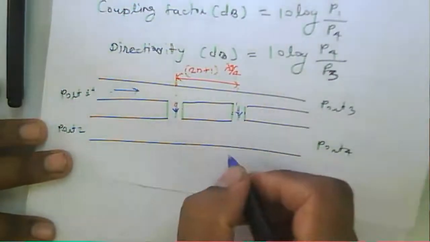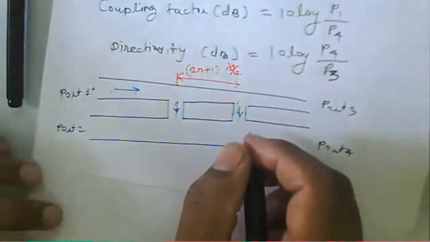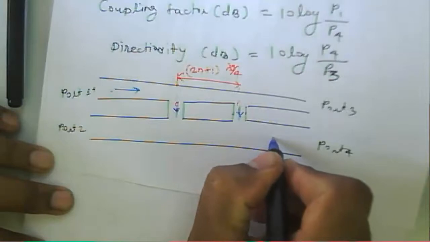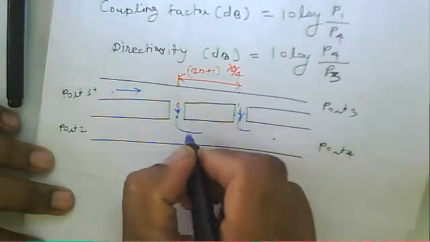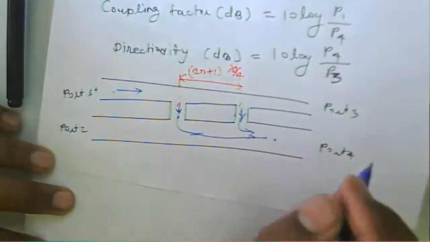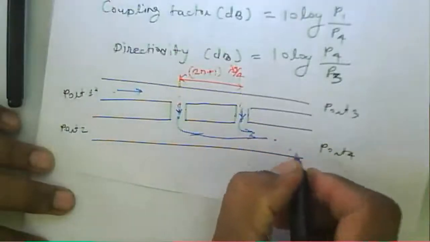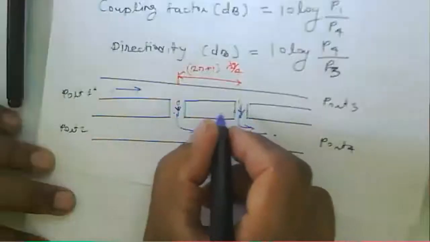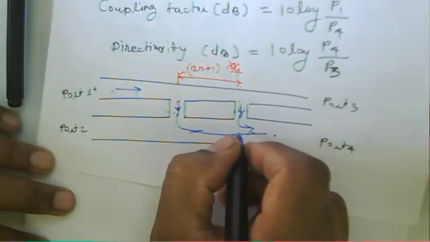This is the secondary arm. Now it is just like a forward wave, the signal propagating in a forward wave. When the wave reaches this particular port 4, what happens? Output is available at this port through these holes. They are adding because of the same phase. That's why the output available at port 4 is the added output of these two holes.